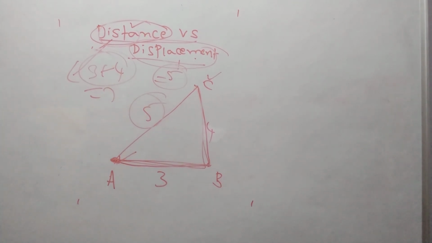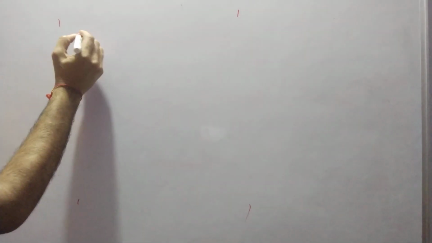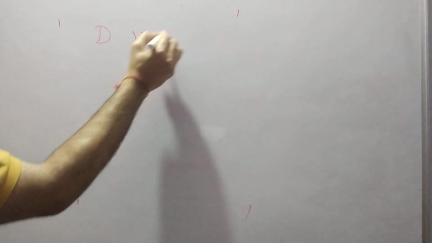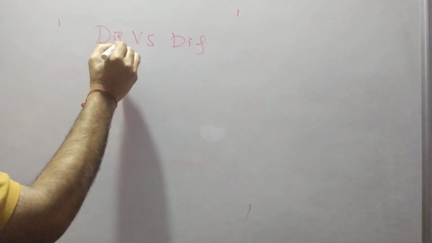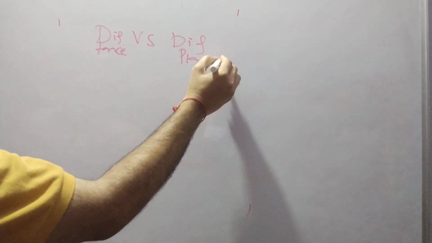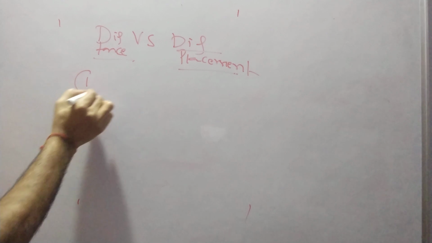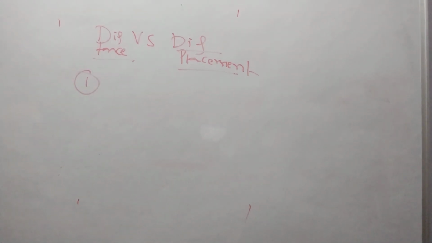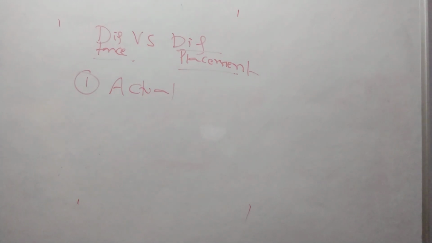Now we'll see some of the differences between distance and displacement. Point by point, let's see what the differences are between these two. The first difference, which we have already discussed, is that distance is the actual path travelled.